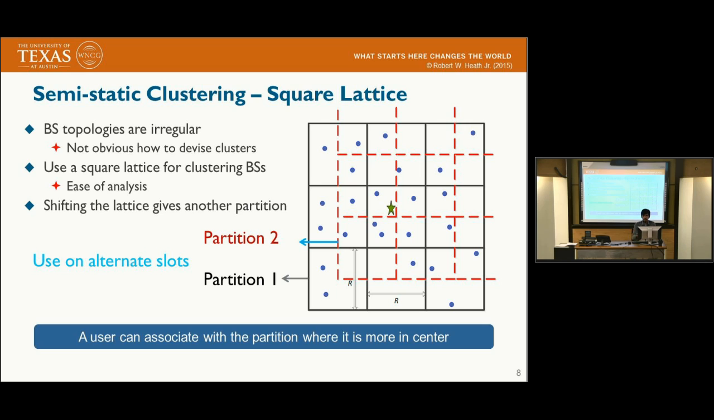In this case, the green user would like to be served when partition 1 is active, because it happens to be closer to the center of the cluster in partition 1. However, in partition 2, it is around the edge of the cluster in which it would be served. So in this scenario, the green user denoted by the star would prefer to be served by partition 1. Each partition would be active on a given slot. They won't be simultaneously active in the same slot.